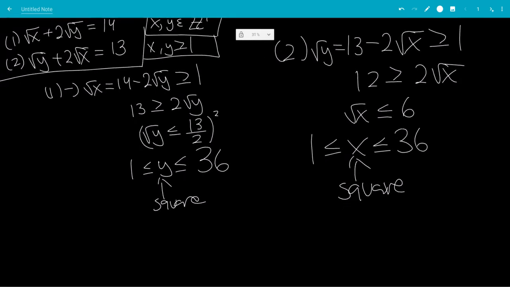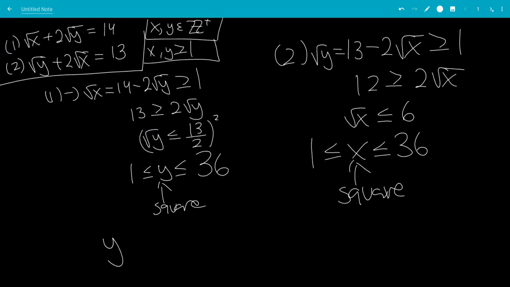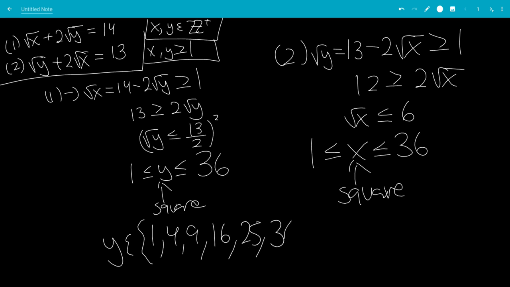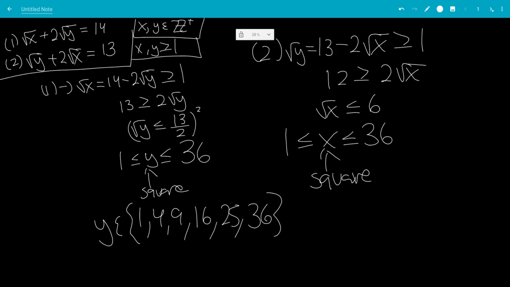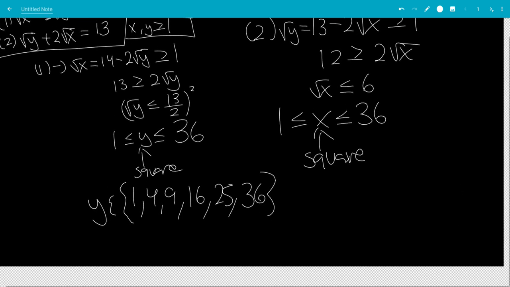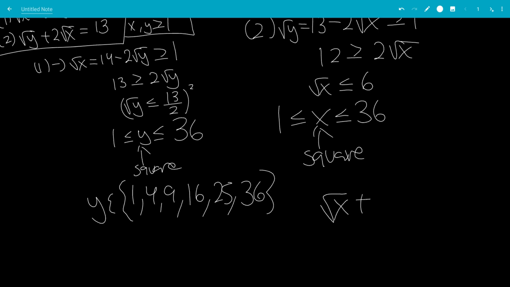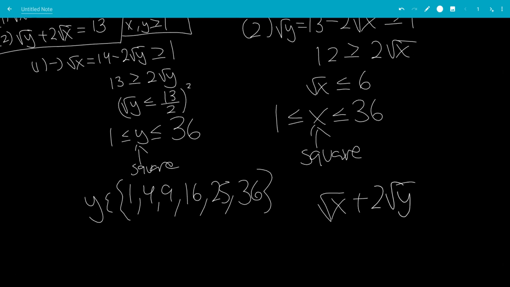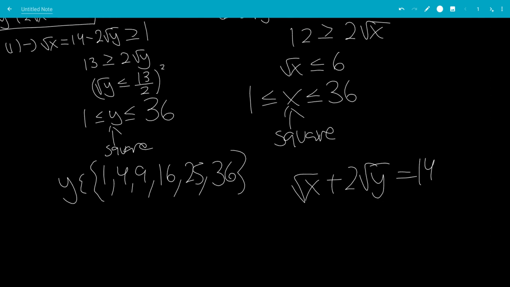Okay, so now let's test. y is a square, so that would be 1, 4, 9, which is 1 squared, 2 squared, 3 squared, 4 squared is 16, 5 squared is 25, and 6 squared is 36. So let's try all of these in the first equation, which is the square root of x plus 2 square root of y equals 14.